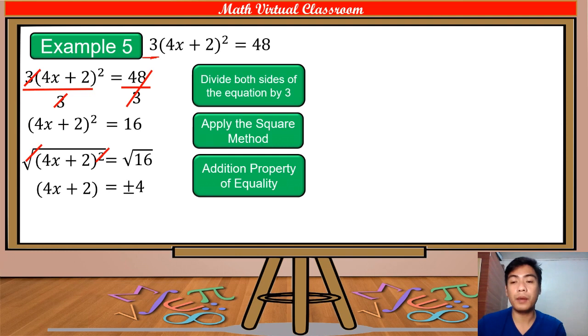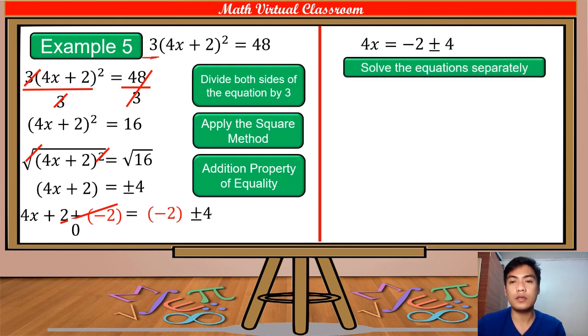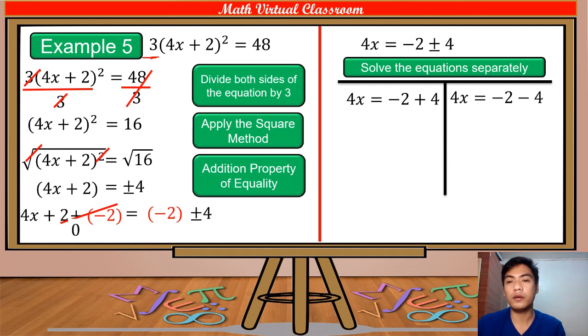We now use the addition property of equality. So for 4x plus 2, we are going to add negative 2 on both sides of the equation. So that would be negative 2 plus and minus 4, and this side will be 0. So the resulting equation now will become 4x is equal to negative 2 plus and minus 4. So let us solve the equations separately. The first equation will be 4x is equal to negative 2 plus 4, and the other one will be 4x is equal to negative 2 minus 4.